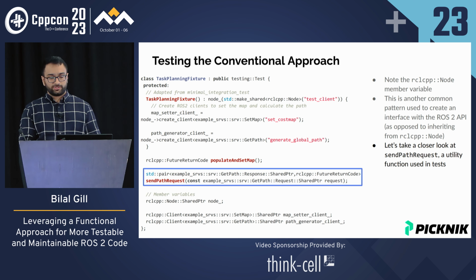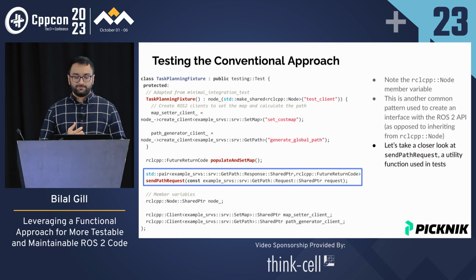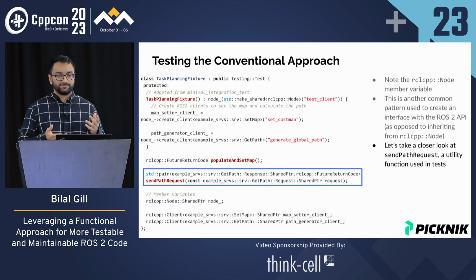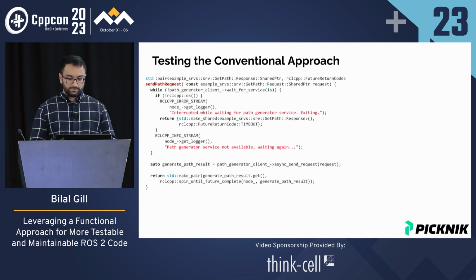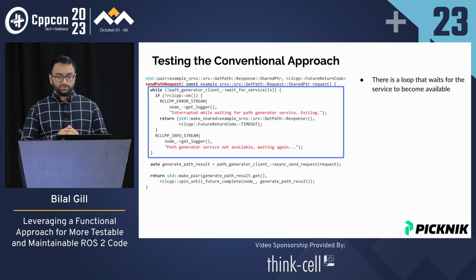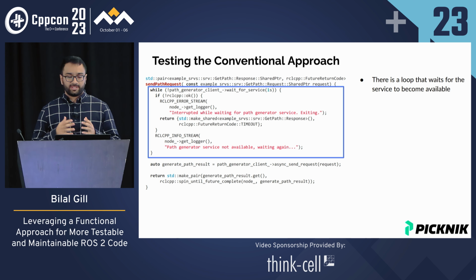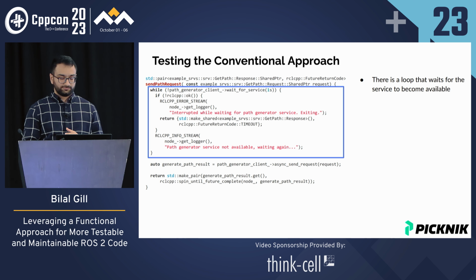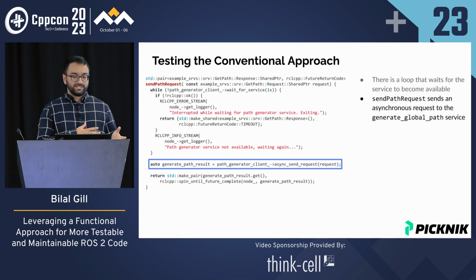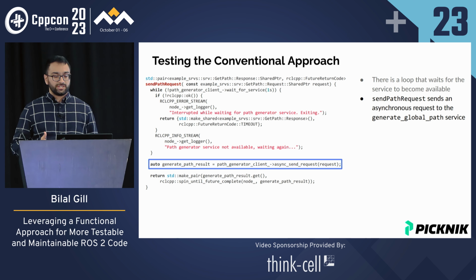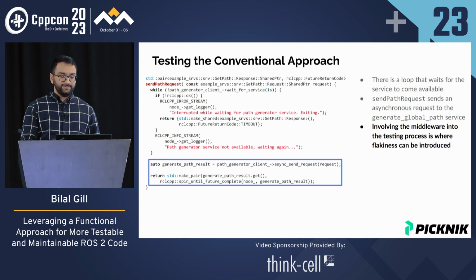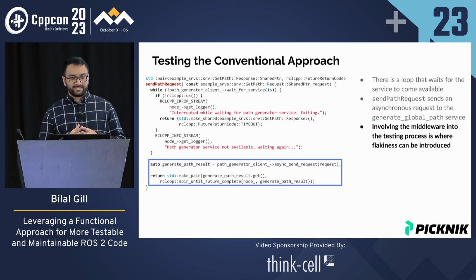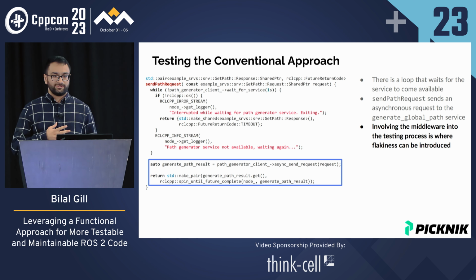So with that, let's take a closer look at the sendPathRequest function, which is a utility function used in the tests. Over here, first we have a loop that waits for the service to become available. SendPathRequest sends an asynchronous request to the generate global path service. And you can see that involving middleware in the testing process is where flakiness can be introduced.